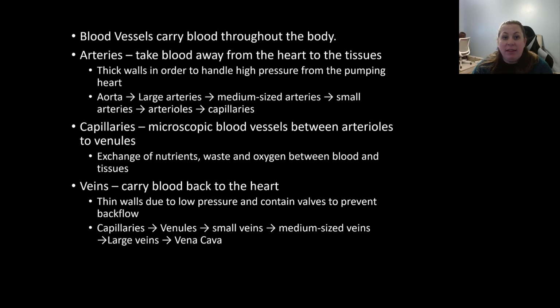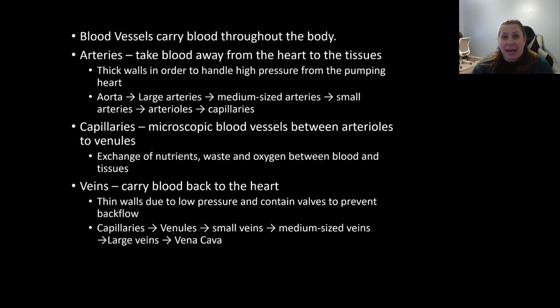These arteries are going to have a thicker wall to them because they have to be able to handle the higher pressure of the heart pumping. Now, the biggest vessel that you have that's an artery is the aorta. It then is going to branch into large arteries, medium-sized ones, small ones, and then tiny ones, which are called arterioles. Arterioles just mean tiny arteries.